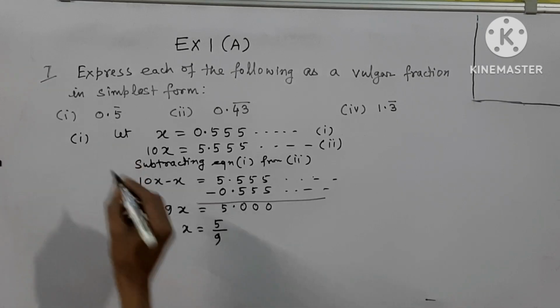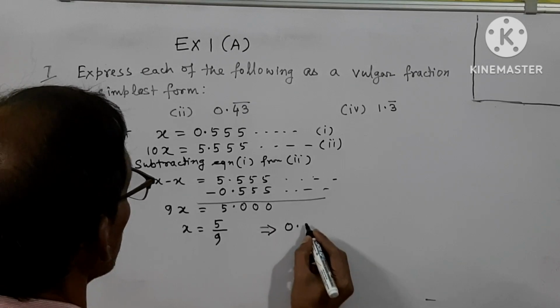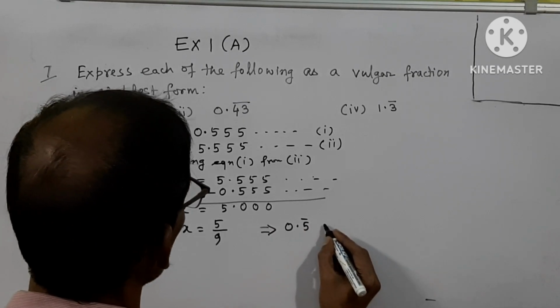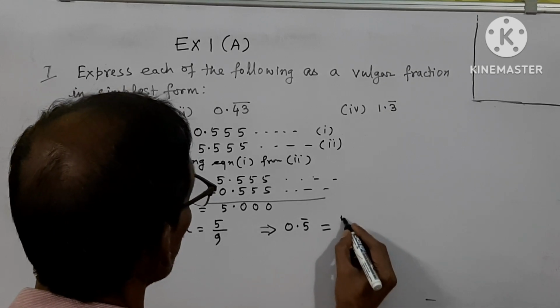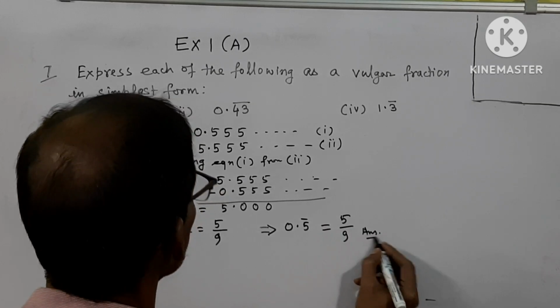So this implies 0.5 with bar over 5 equal to 5 by 9. This is the answer.